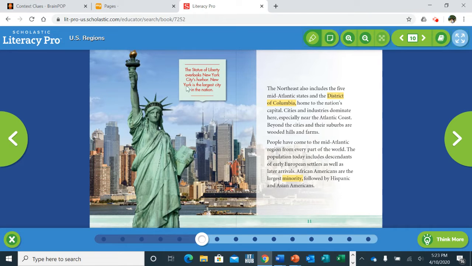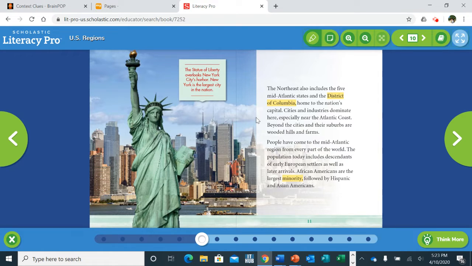Okay, so New York is the largest city in the nation. So New York City is the largest city in our country. Okay, so I just want you to think about that as well. Okay, so we're going to read this page and then I'll explain to you what they are talking about.